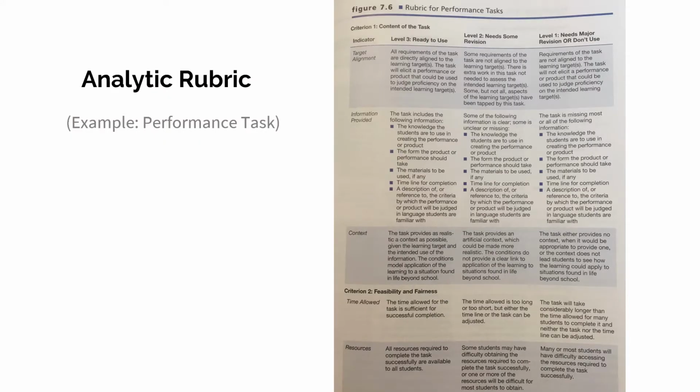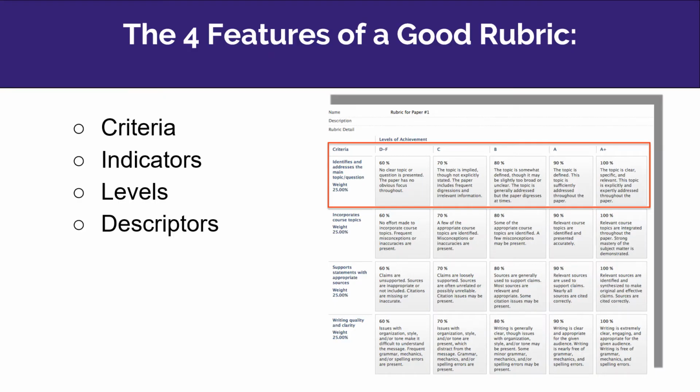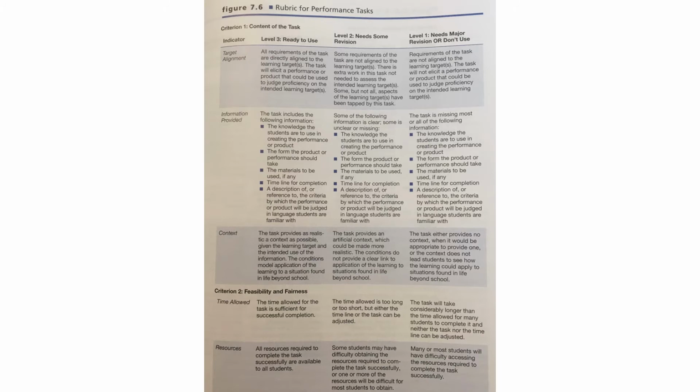This is an example of an analytic rubric that is evaluating a general performance task. You can see that there are a lot more factors that go into this style of rubric. When judging a rubric for good quality, teachers must consider these 4 features: criteria, indicators, levels, and descriptors. Let's use this example of a performance assessment rubric to show the features of a good rubric.